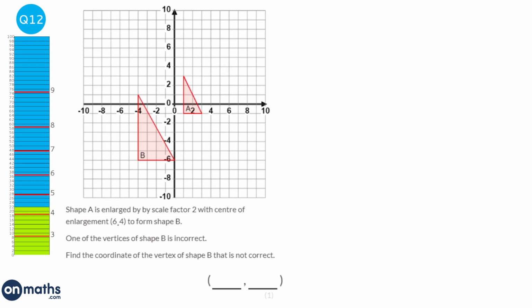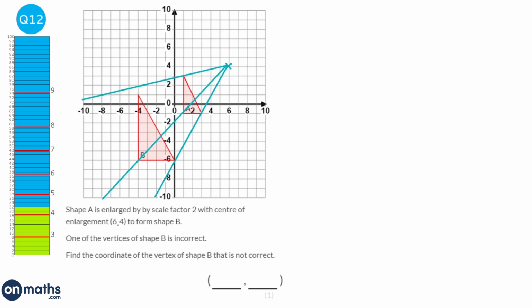So in this question we are told that the centre of enlargement is at 6, 4. So let's just put a cross there. And what I'm going to do is just draw ray lines from the centre of enlargement, going through each of the corners of our shape A. And we're going to check whether it goes through the corner of shape B, which it does on this one. Let's just keep going. Yeah, it does on this one. But it does not on this one.